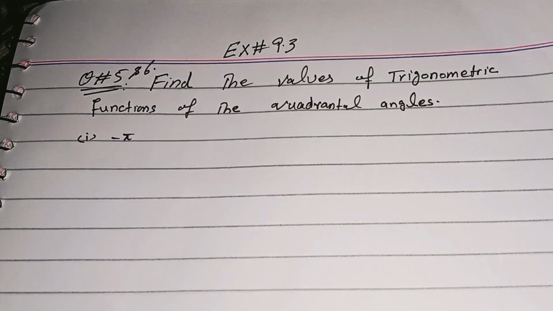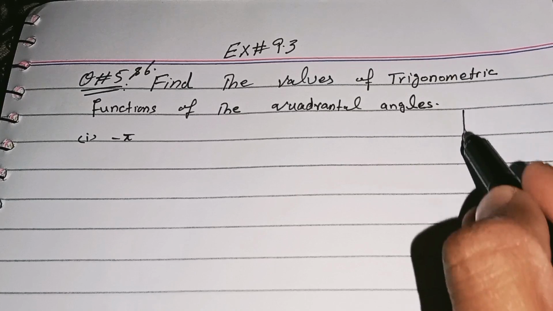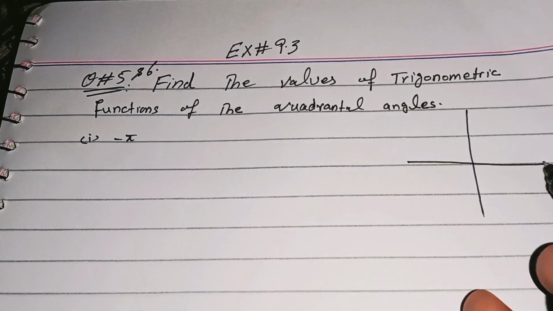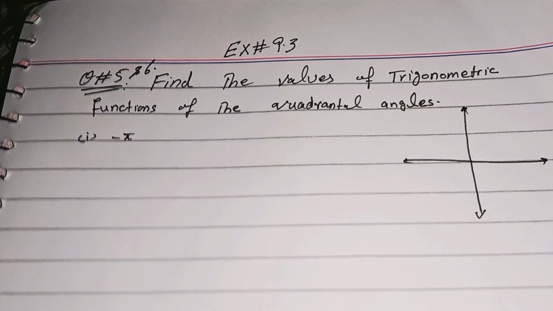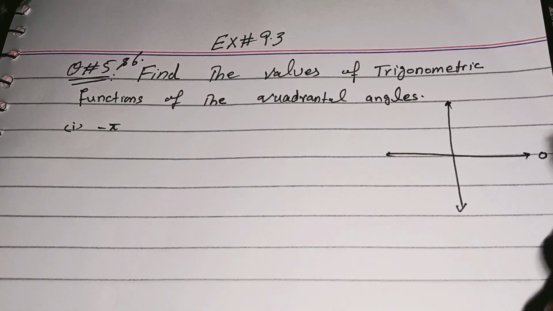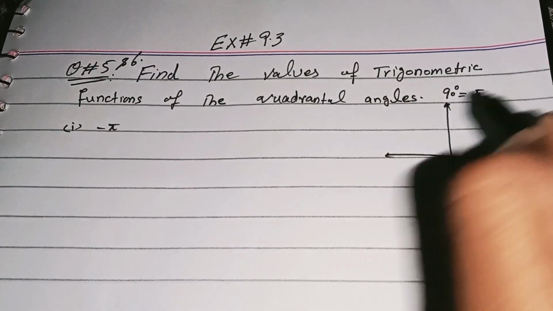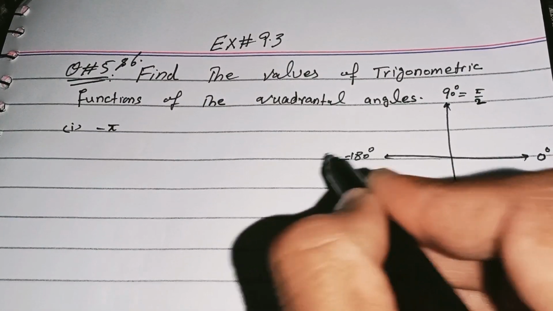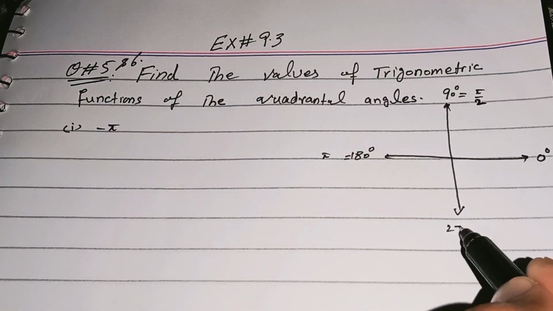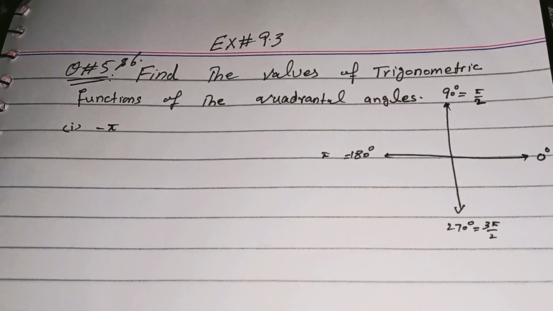Part number 1 is minus pi. Since from the table we have only quadrantal angles in the anti-clockwise direction: 0 degree, 90 degree is equal to pi by 2 radian, 180 degree is equal to pi radian, 270 degree is equal to 3 pi by 2 radian.